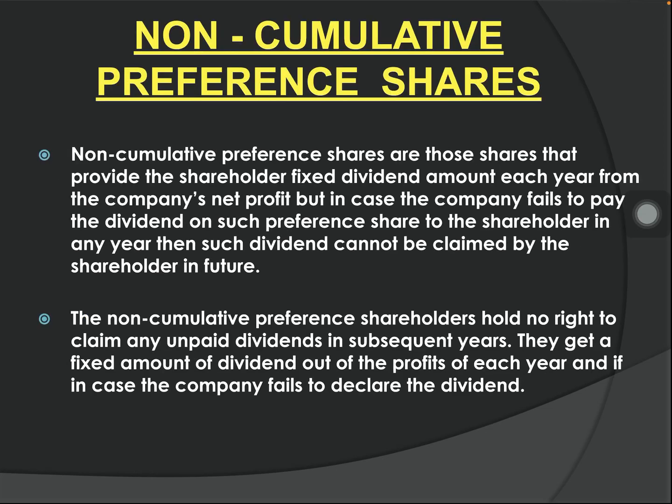Now, moving on to the non-cumulative preference share. Non-cumulative preference shares provide the shareholders a fixed dividend amount each year from the company's net profit. But in case the company fails to pay the dividend on such preference share to the shareholders in any year, then the dividend cannot be claimed by the shareholder in the future. The non-cumulative preference shareholders hold no right to claim any unpaid dividend in subsequent years. They get a fixed amount of dividend out of profit of each year, and in case the company fails to declare the dividend.